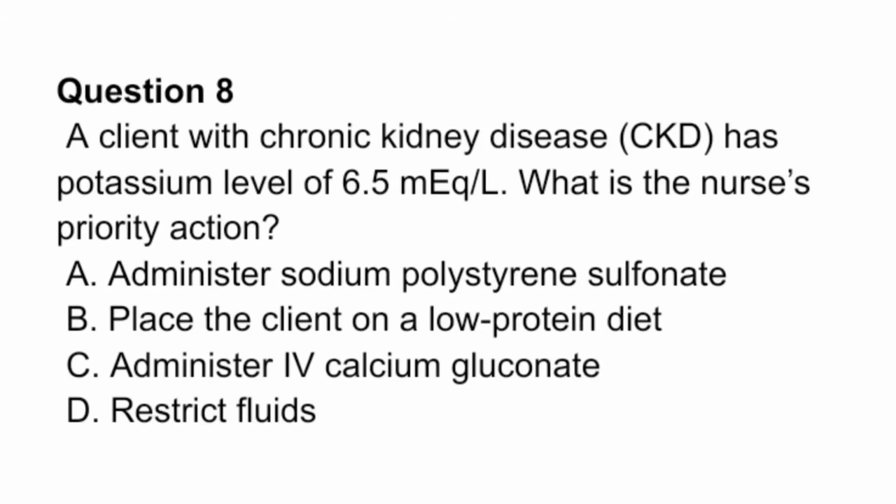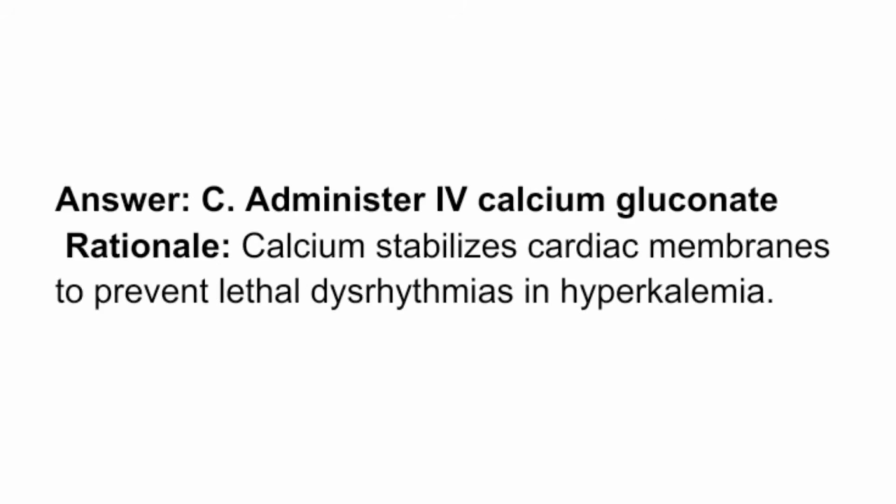Question 8. A client with chronic kidney disease, CKD, has a potassium level of 6.5 mEq/L. What is the nurse's priority action? A. Administer sodium polystyrene sulfonate. B. Place the client on a low-protein diet. C. Administer IV calcium gluconate. D. Restrict fluids. Answer: C. Administer IV calcium gluconate. Rationale: calcium stabilizes cardiac membranes to prevent lethal dysrhythmias in hyperkalemia.